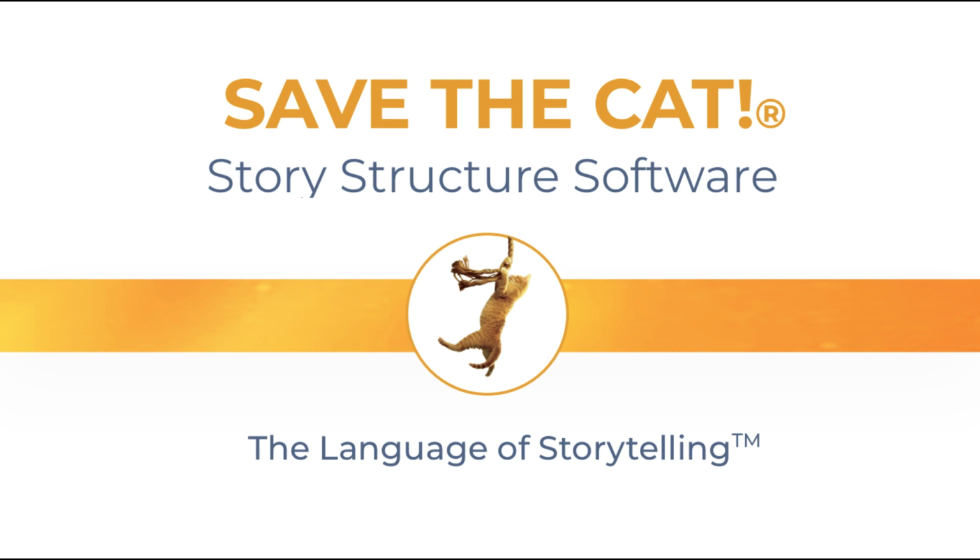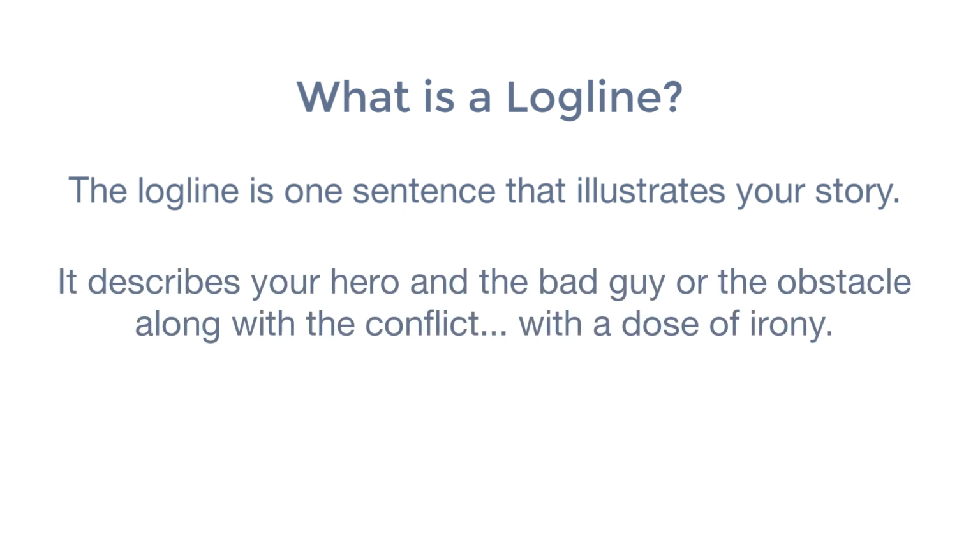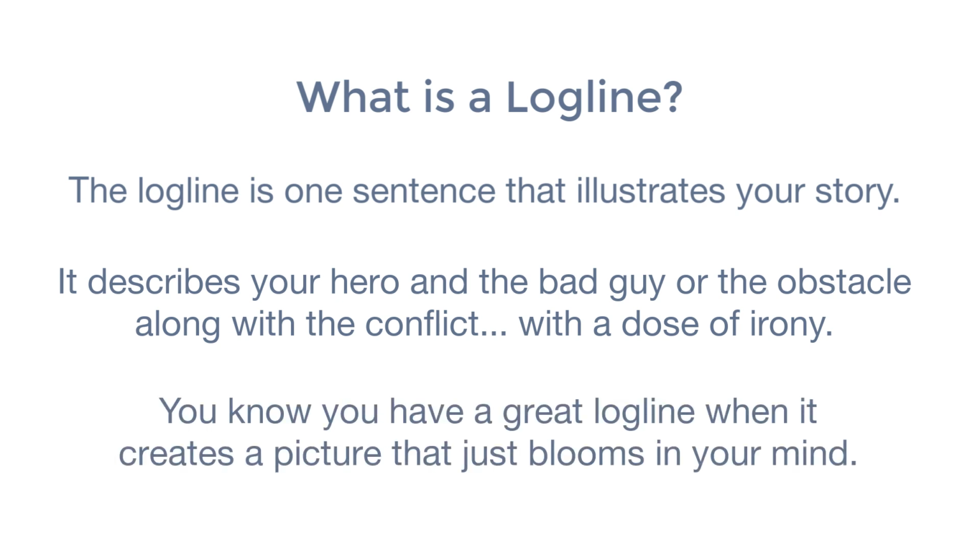I'll be your host as we take a look at Loglines and how to develop your logline using Save the Cat software. After coming up with a killer title, writing your logline is a great next step. Before we talk about how to work with loglines in the software, let's define just what a logline is. The logline is one sentence that illustrates your story. It describes your hero and the bad guy, or the obstacle, along with the conflict, with a dose of irony. You know you have a great logline when it creates a picture that just blooms in your mind.